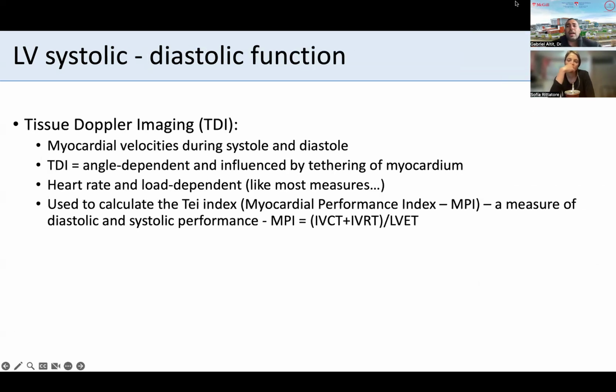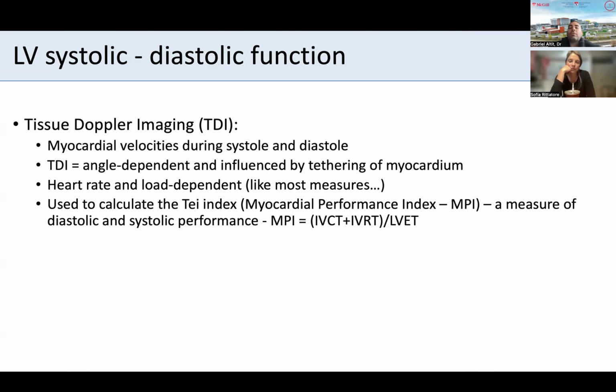I'll finish with the TDI because we only have a few minutes left. What's TDI? It's basically using the capacity of Doppler to compute the speed of how the tissue is moving. So as I just mentioned, the tissue is moving. So there's a distance it travels, but there's also a speed at which it performs this distance.